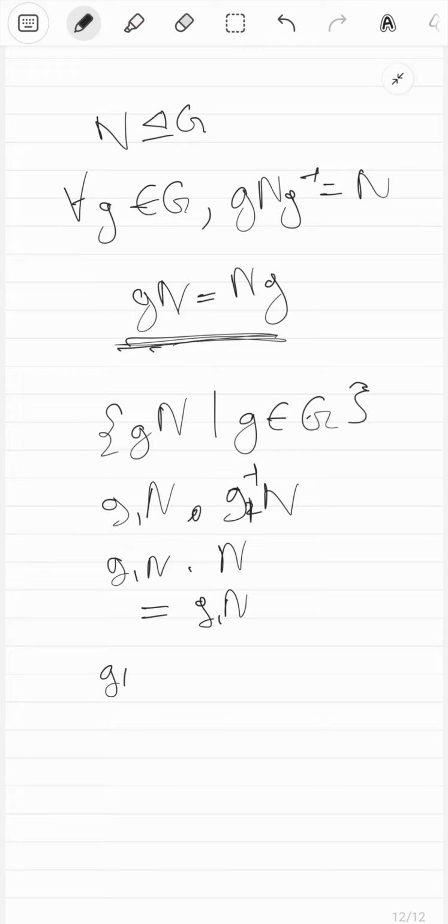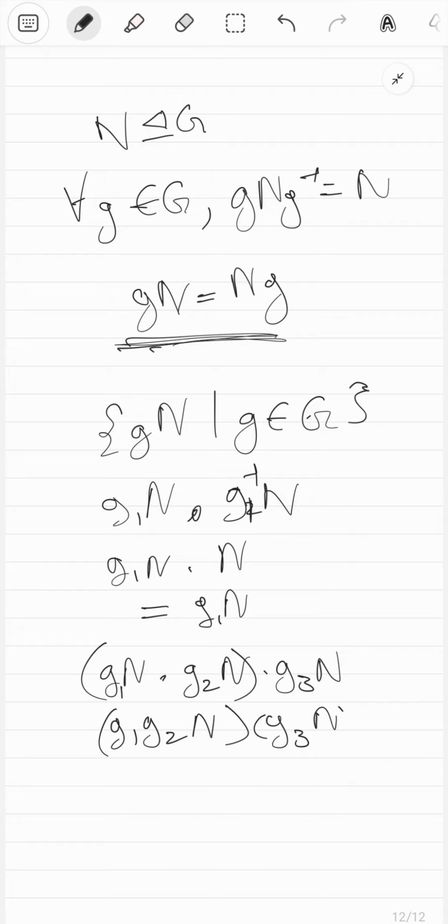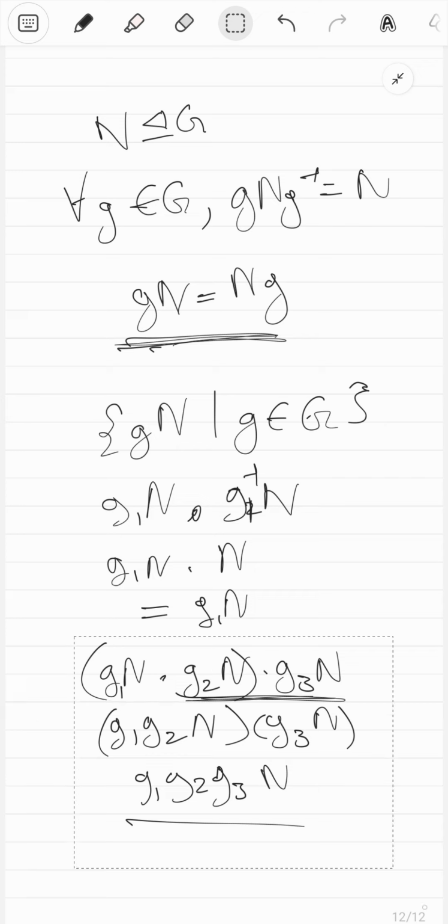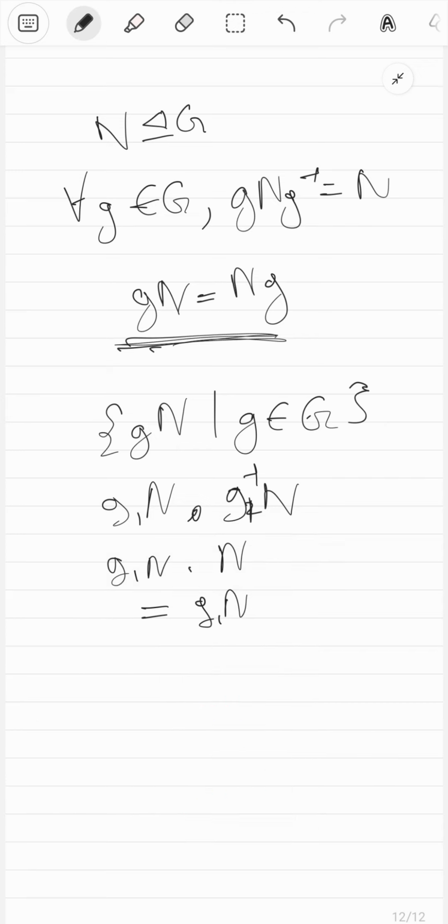So identity exists, there are inverses, there's closure, and obviously there's associativity, right? So you have g1n times g2n times g3n. If I had the bracket over here first, that would be g1 g2 capital N times g3n, which is just g1 g2 g3 capital N. But if I had the bracket on these two first, it would still be the same thing. We just get g1n times g2 g3 capital N, and that's g1 times g2 g3 capital N, which is the same thing as this. So there's also associativity, and so this multiplication is a group operation over this set essentially.